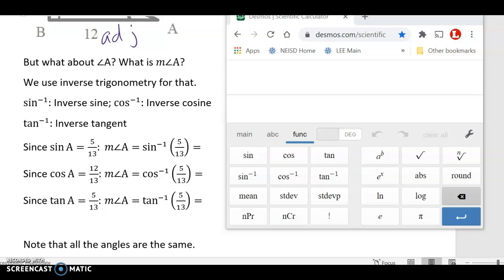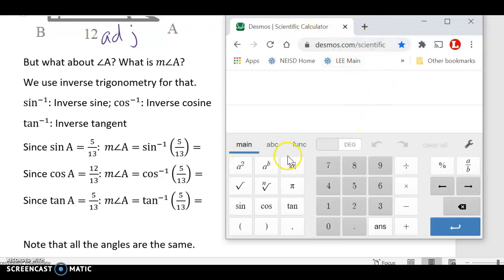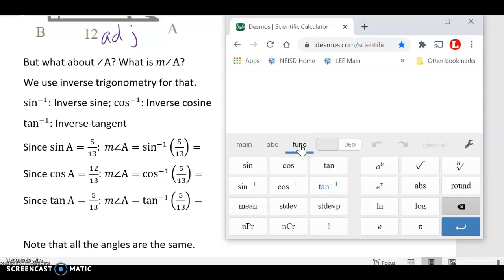So I'm going to use the Desmos scientific calculator to determine these calculations. As you can see, it's desmos.com scientific. Normally we start off on the main screen, but I'm going to go to the function screen. And you'll see on the function screen we have these inverse functions. Okay? Now we're going to see how we would do this.